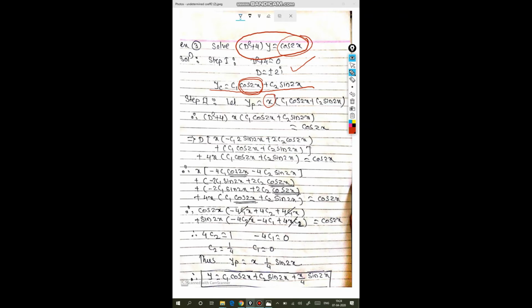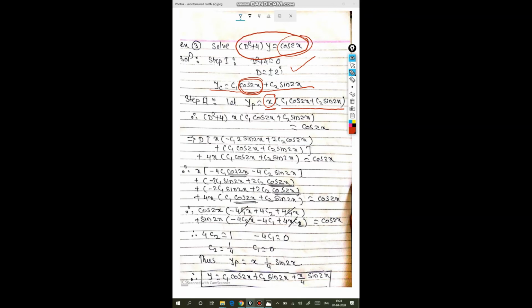Okay. So for a normal cos ax, suppose the RHS is a cos ax, then we generally take the yp as c1 cos ax + c2 sin ax. In this case, as cos 2x appeared in the yc, because of that we take x(c1 cos 2x + c2 sin 2x). Okay, so this x we took because of that. So x(c1 cos 2x + c2 sin 2x) is the yp for a trigonometric function.